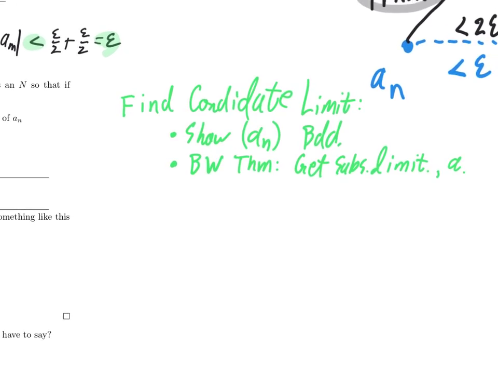Now, if a sub n converges, and this is a subsequential limit, then it has to be the limit. A convergent sequence only has one subsequential limit, so if this is a subsequential limit, then it's the only one. So the last step is to show that a sub n converges to that number a. Well, I guess let's get started.